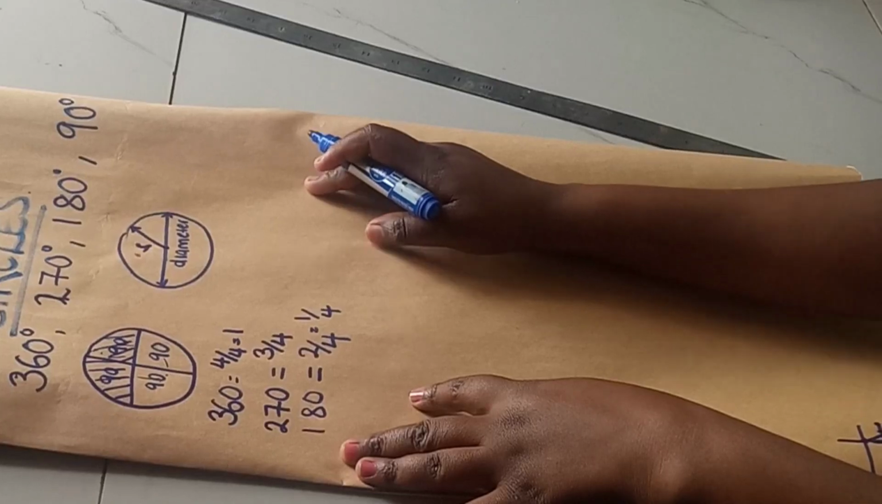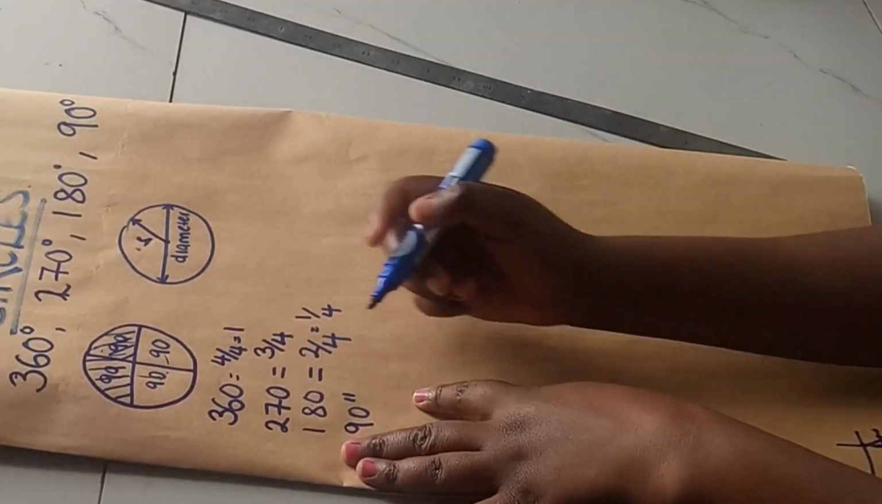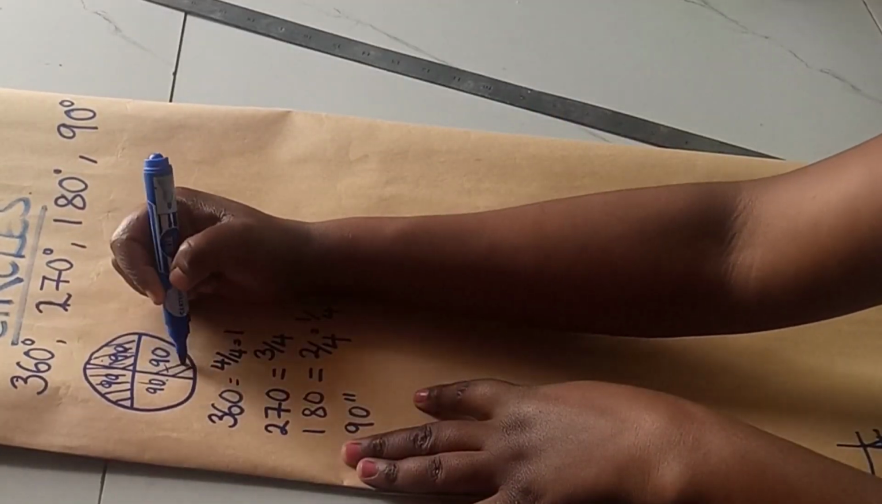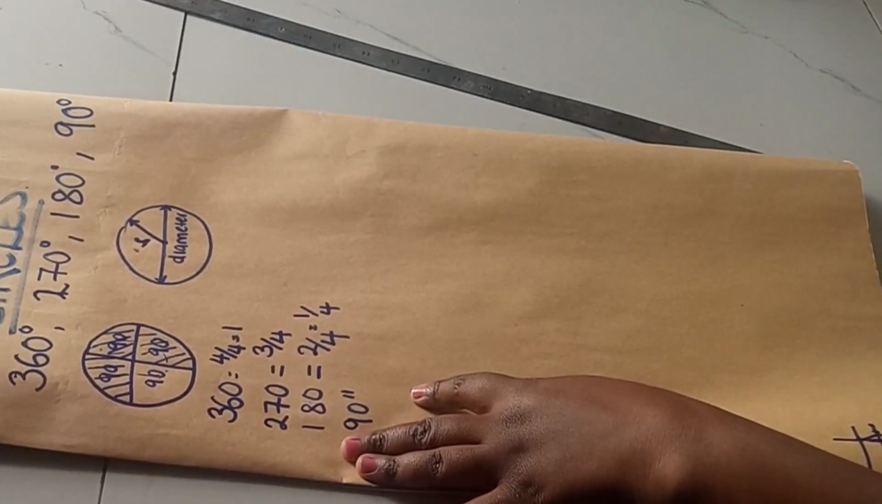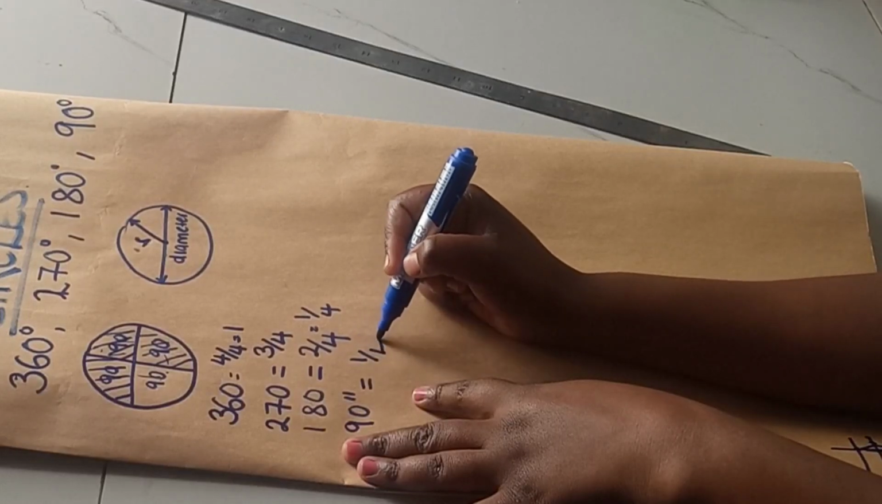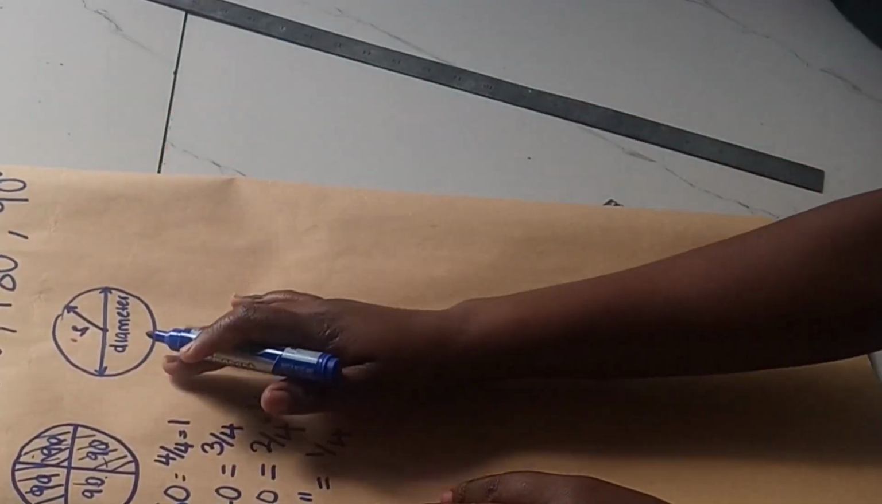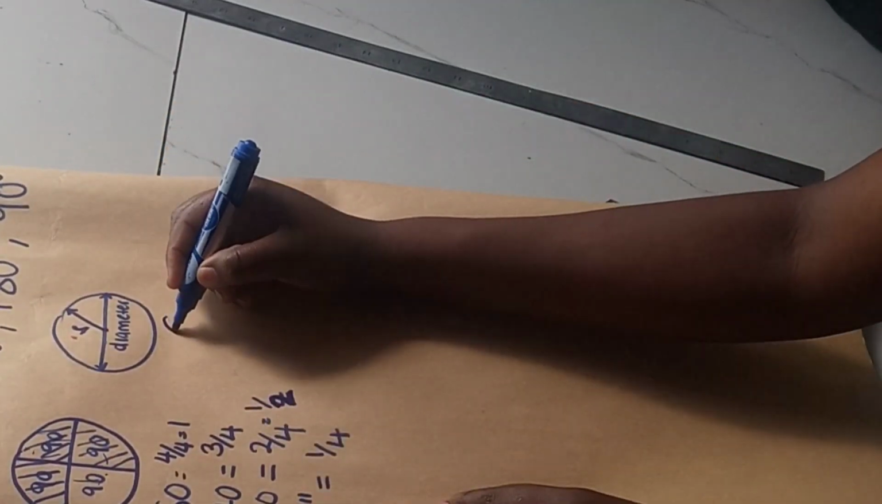I corrected it later. Then 90 degrees means you're just remaining with 1/4. So 1/4 is the fraction for 90 degrees. So as I said, I corrected this. This is supposed to be 1/2.